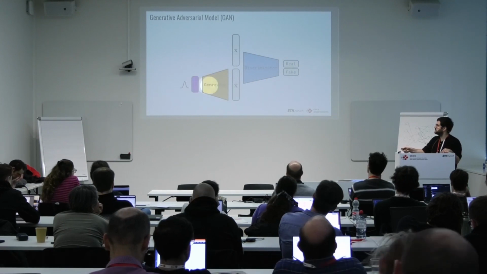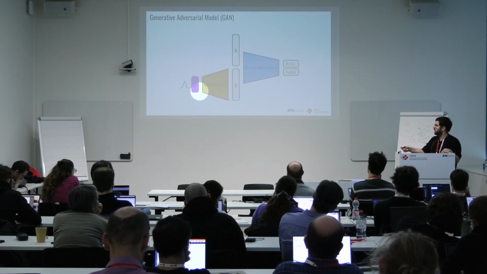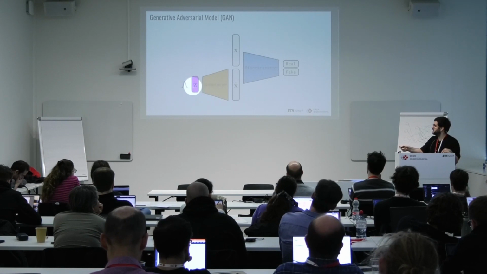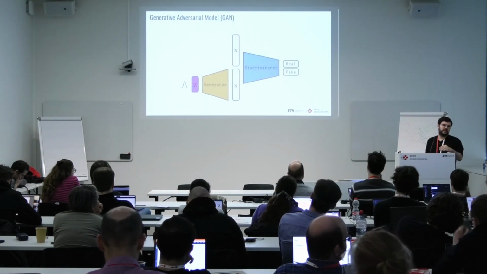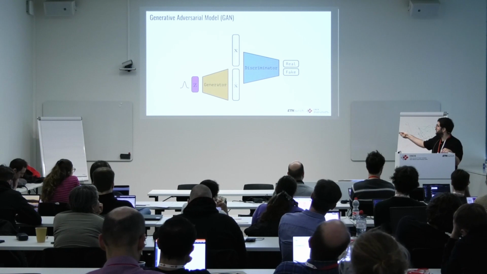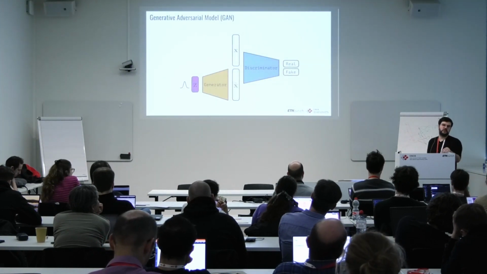You sample from the Gaussian distribution, a latent space vector Z, pass it through the generator, and then you will have generated images. And you don't care about the discriminator anymore. It's just used for training.